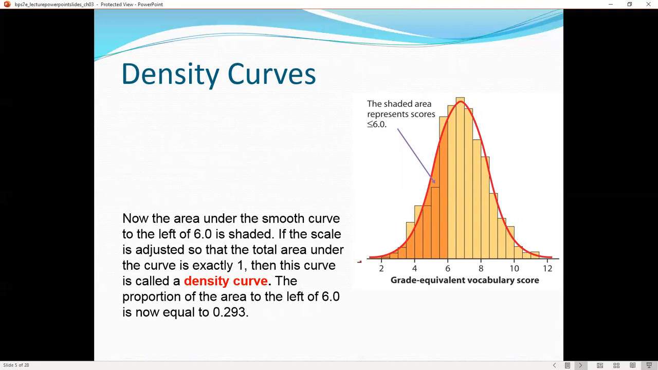Now the area under the smooth curve to the left of 6.0 is shaded. If the scale is adjusted so that the total area under the curve is exactly 1, then this curve is called a density curve. The proportion of the area to the left of 6.0 is now equal to 0.293, because we have a little bit of the bars going outside and we've lost some preciseness by smoothing out our bars.